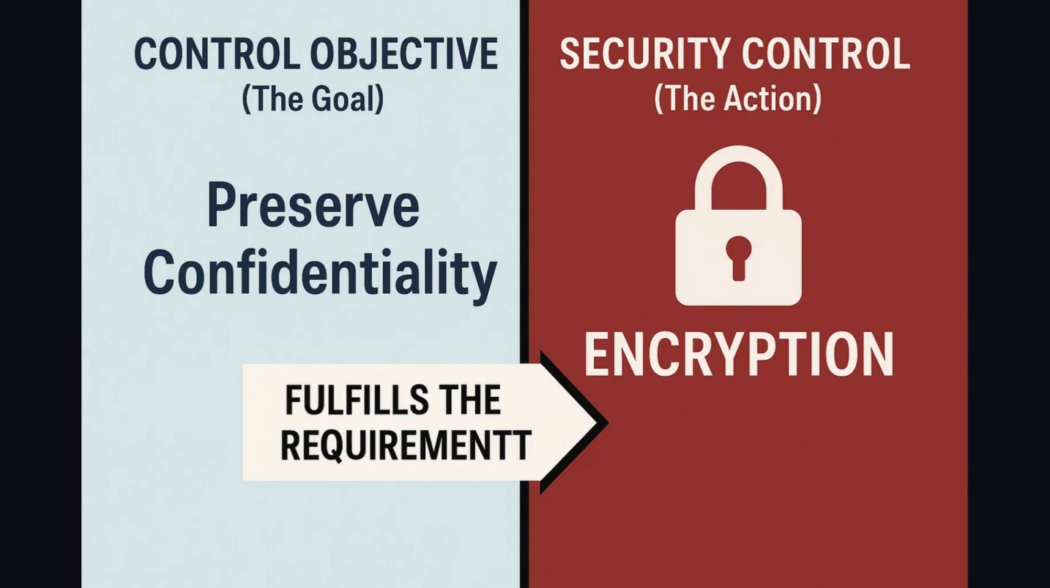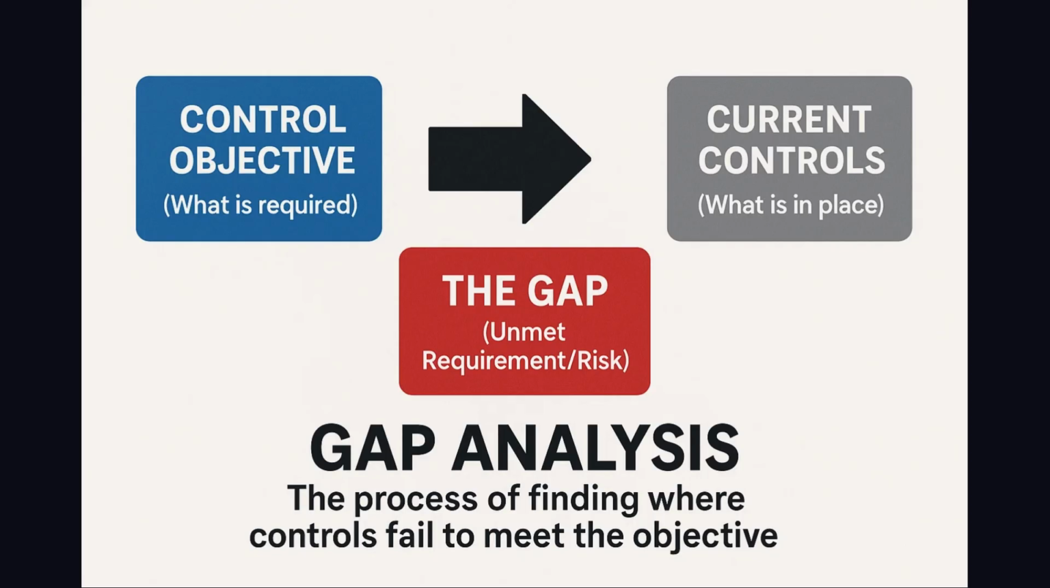However, the objective itself doesn't actually carry out the security activity. That's where security controls come in. Security controls are the specific measures that fulfill the security objectives of an organization. They are the firewalls, the policies, and the software that actually perform the defense. Once we know what our control objectives are, the next crucial step is gap analysis.